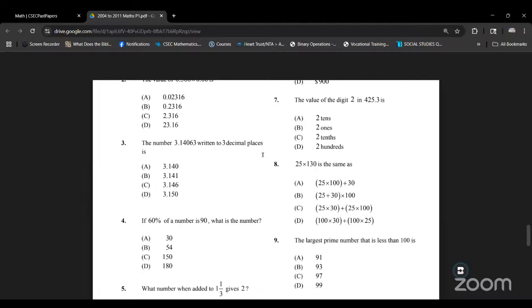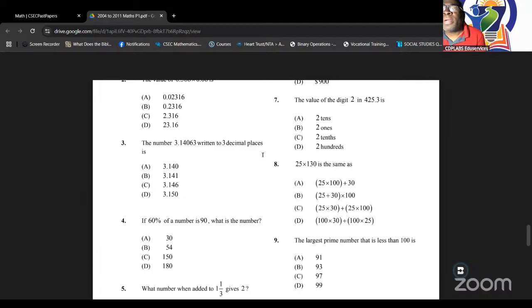210. Good. All right. So this is place value. All right. Let's do number 8 now. Read number 8.